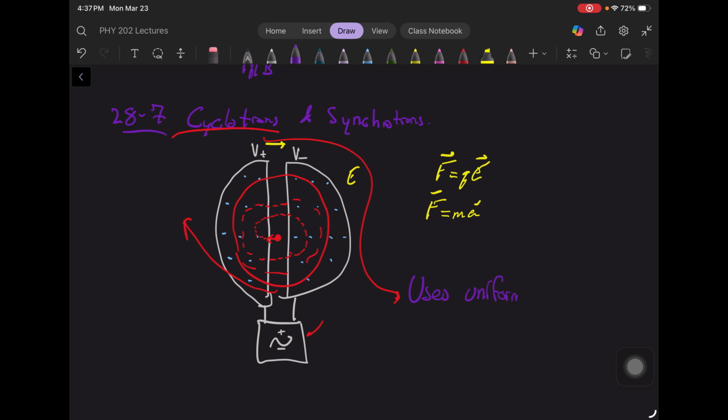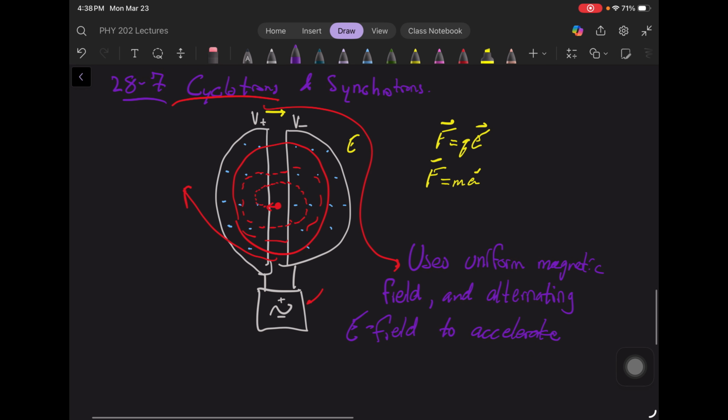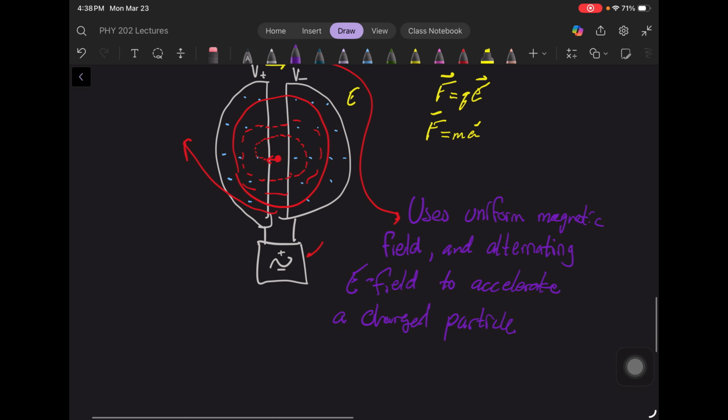Uses uniform magnetic field and alternating, I was going to write out the word electric. That's an E field. To accelerate a charged particle. And I know what you're all thinking.